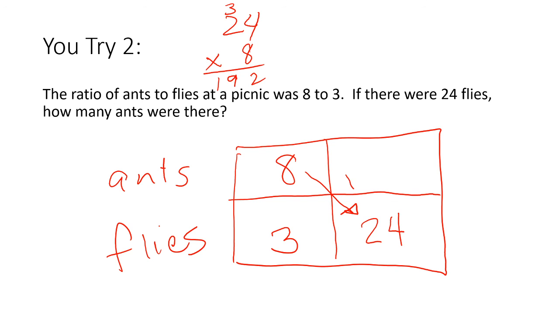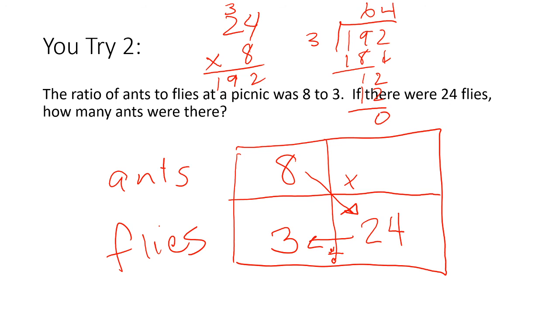And now I need to divide across. So 192 divided by 3. 3 goes into 19 6 times. 6 times 3 is 18. Drop the 2. 4 times 3 is 12. So 64. So there were 64 ants.